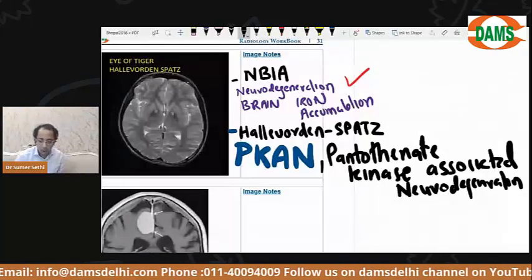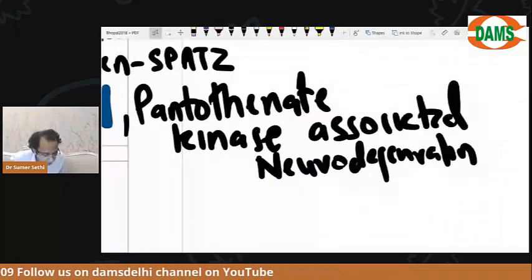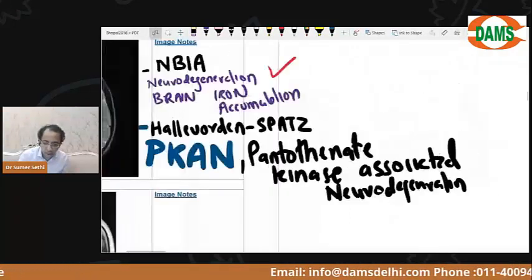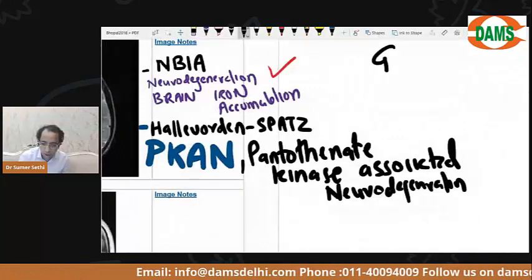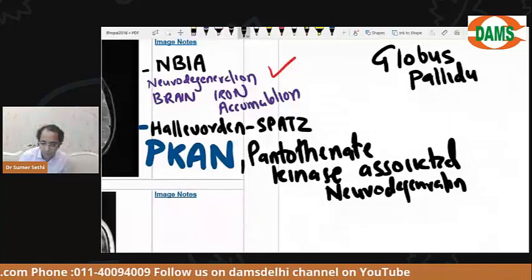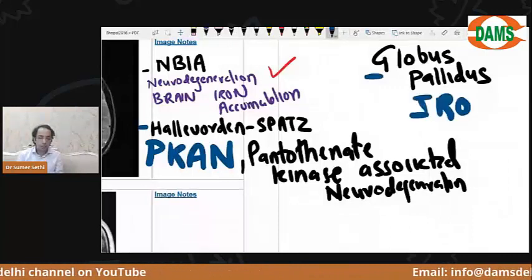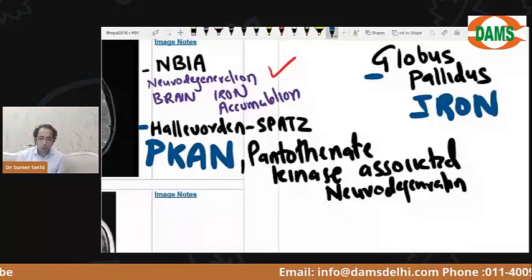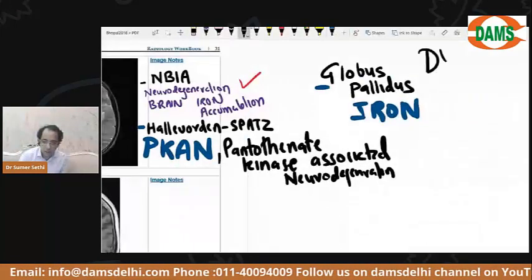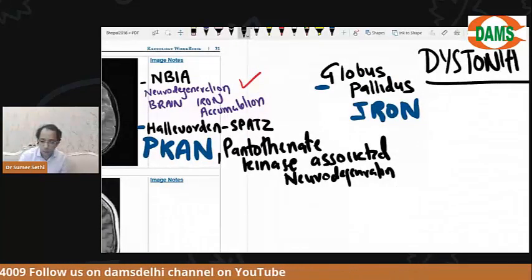Okay, are you clear with this? What does PKAN mean? Write it down again. Pantothenate kinase associated neurodegeneration. This is a disease in which you have iron deposition in the globus pallidus. Okay, this is a disease in which you have abnormal iron deposit in the globus pallidus, and the patient typically comes to you with dystonia. Clinically, what will you write? Dystonia.